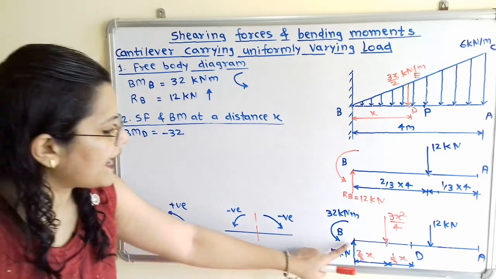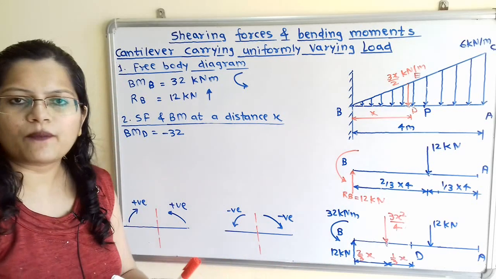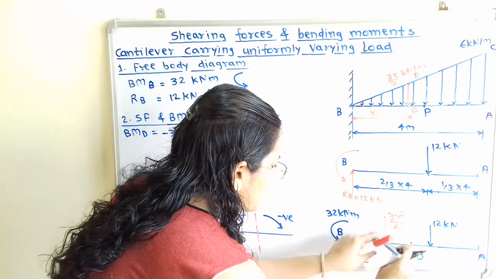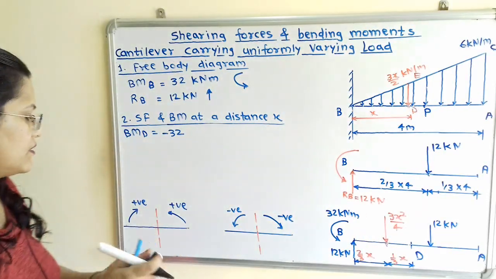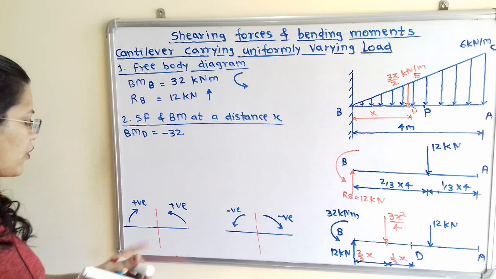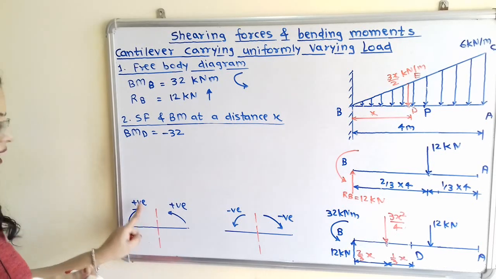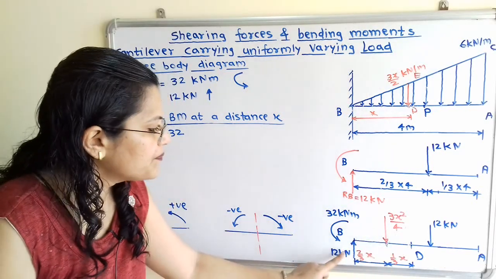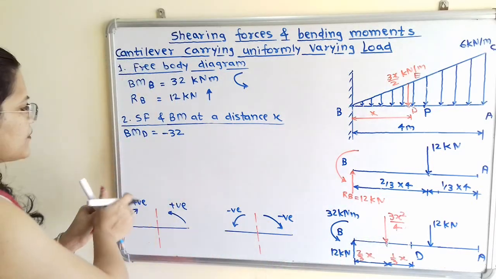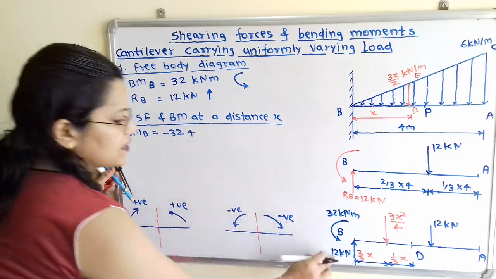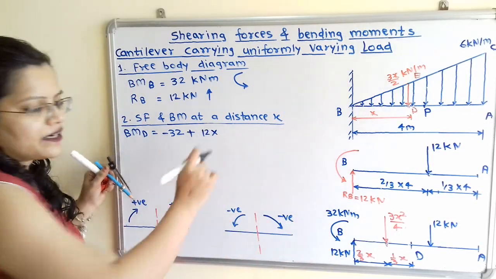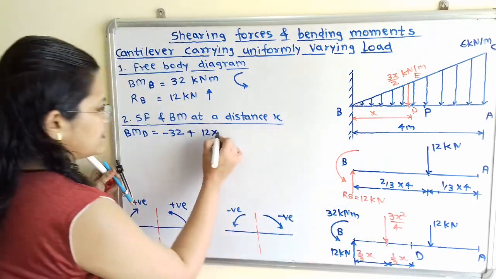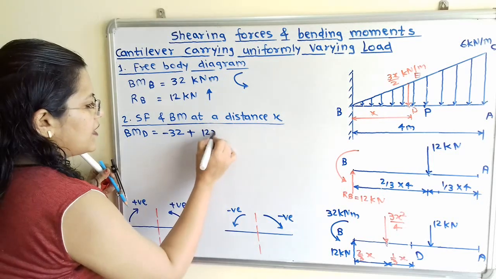Now next is the reaction at this point B. So it is in upward direction. So if I move the compass about the point B, then it is in clockwise direction, and it is on the left hand side. So for clockwise direction and on left hand side, we have to use positive sign. So what is this moment about this D? That is this force, we will use the plus sign, plus this 12 kilonewton multiplied by distance in between this force and this point D. So it is x. So I will write here plus 12x.